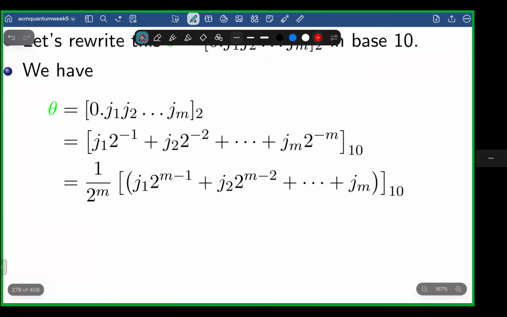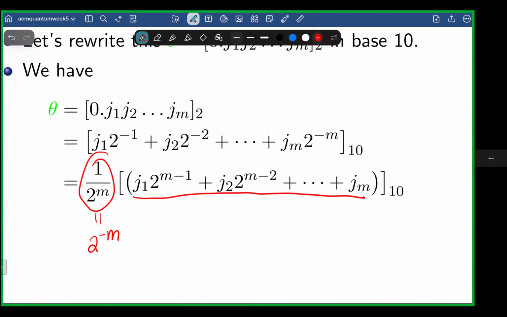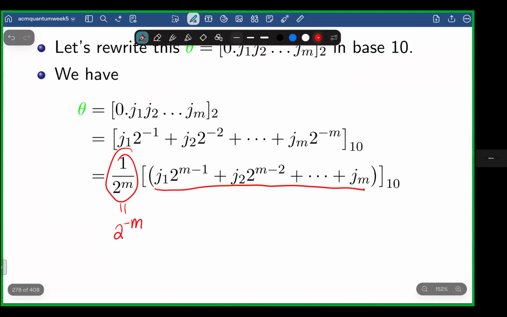Let's do some math on this. This 2 to the negative m, let's factor it out. 1 over 2 to the m is equal to 2 to the negative m. So then we get this, right? We just take out 2 to the negative m from each factor. We'll go over why we're doing it.